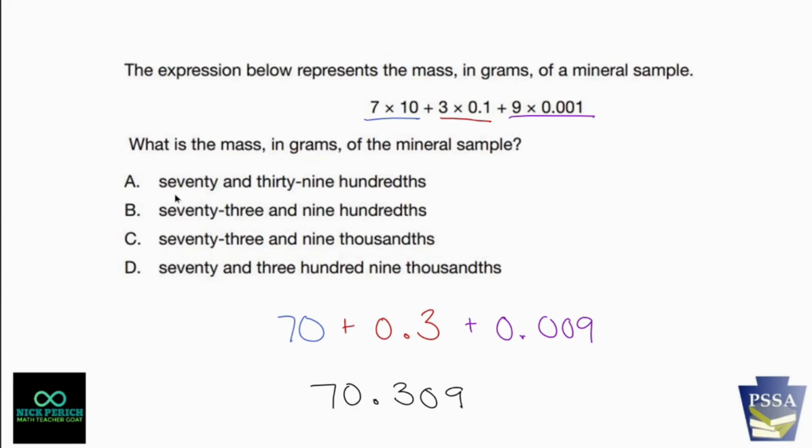So which one do I have? 70 and 39 hundredths? No. 73? No. 70 and 309 thousandths? Yeah. The answer is D.